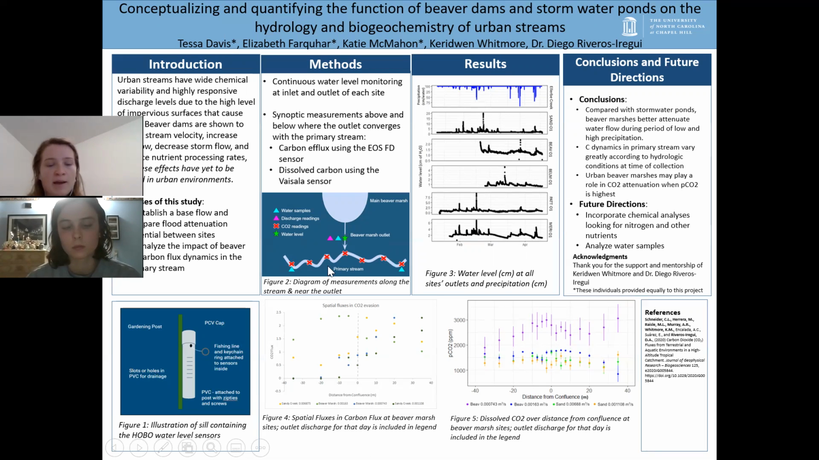So the way that we did this was we implemented these little sills in the bottom left corner, and we would put them at the outlet of these different sites which connected the marsh to a primary stream. And then sometimes we would go out and we would take measurements in that primary stream of dissolved CO2 and also the carbon flux.